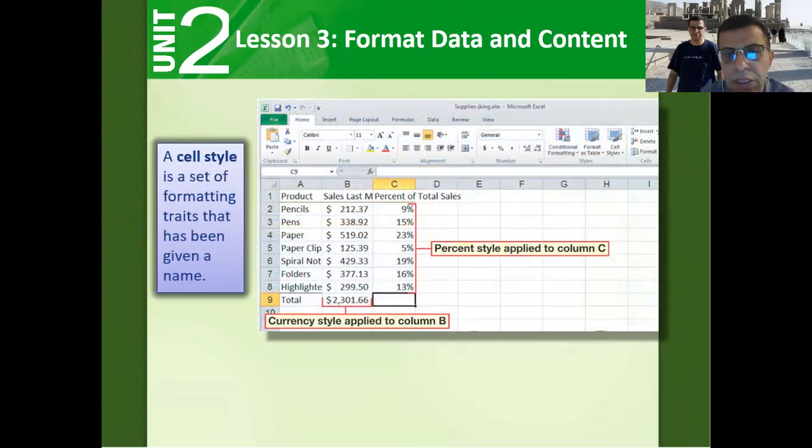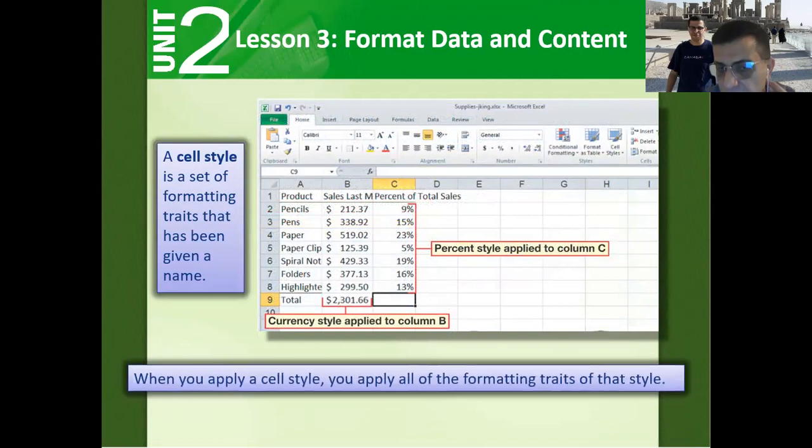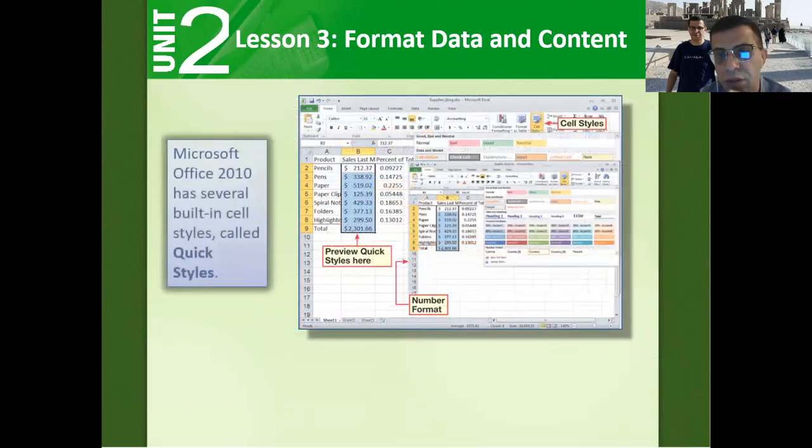Sometimes you need a cell style. A cell style is a set of formatting traits that has been given a name, like percentage or dollars or whatever currencies. When you apply a cell style, you apply all the formatting traits of that style. So with the dollar, 2 cents, 99 cents up to 99 cents.